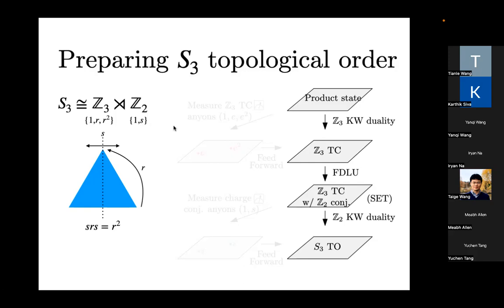So you're left only with Z2 after the first gauging, and in the second step, you gauge that. If I just ignore the FDLU step, then I end up with Z3 times Z2, because Z2 doesn't act on the Z3. But now I use a circuit to turn the Z2 to act such that it charge conjugates the anyons in the Z3 toric code. Then after you gauge that, you'll get S3 topological order, which is non-abelian.